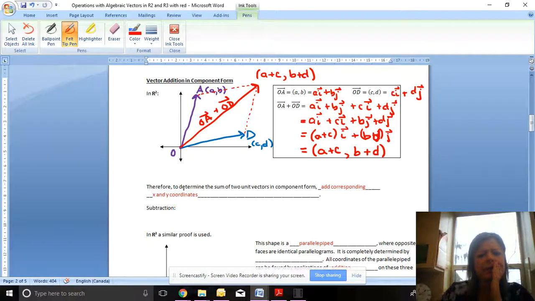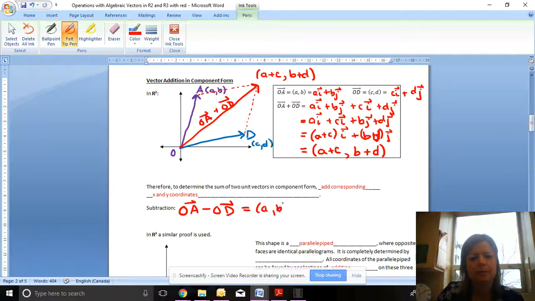Okay, so therefore to determine the sum of two unit vectors in component form, you add corresponding components. Subtraction is basically the same. So if you had OA minus OD, you would have (a, b) minus (c, d). So you would just have a minus c, b minus d, and that's it.